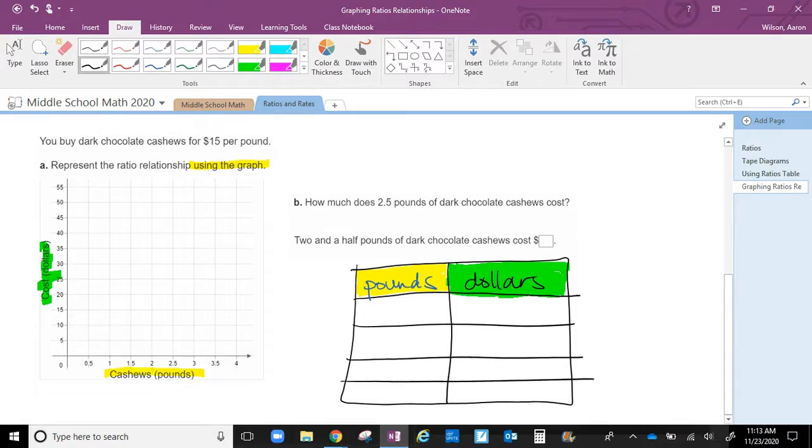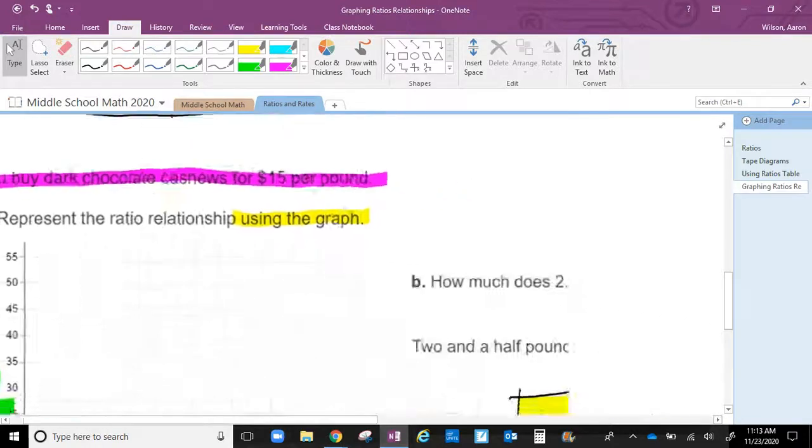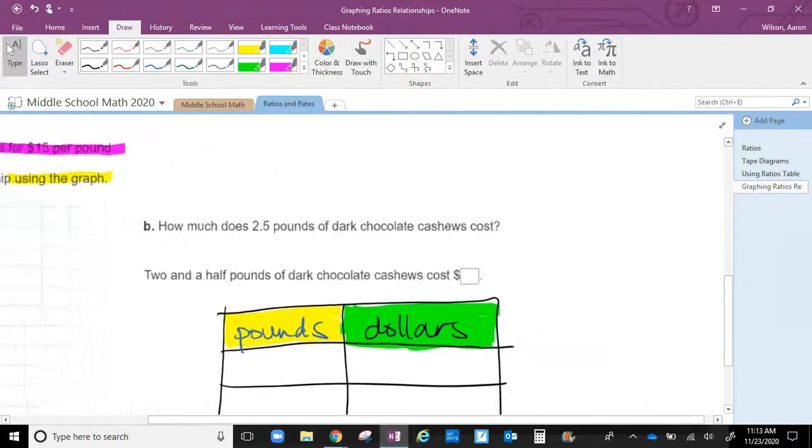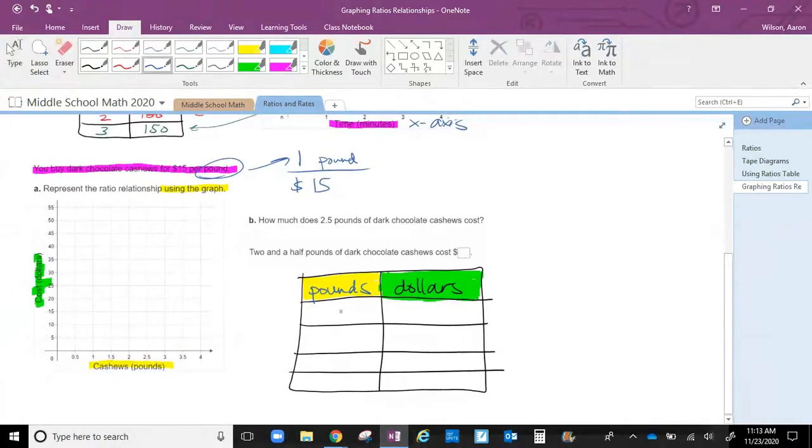The information to figure this out is in the very first sentence. You buy dark chocolate cashews for $15 per pound. That means for every 1 pound that you purchase, because per pound there is just the 1 pound, you end up spending $15. So that very first one is simple. 1 pound, $15. So we can easily plot that. 1 over on the cashews in pounds on the x-axis. Remember, this is called the x-axis, and it's $15. So 1 and 15 goes right there.